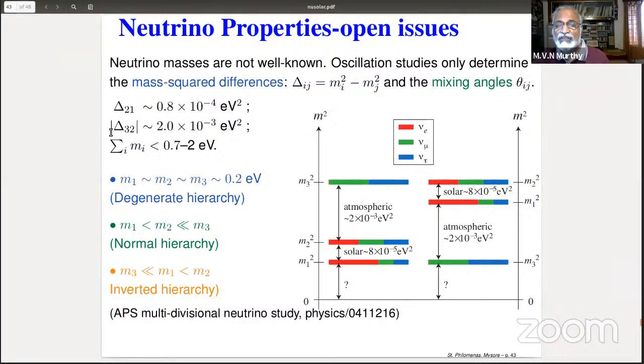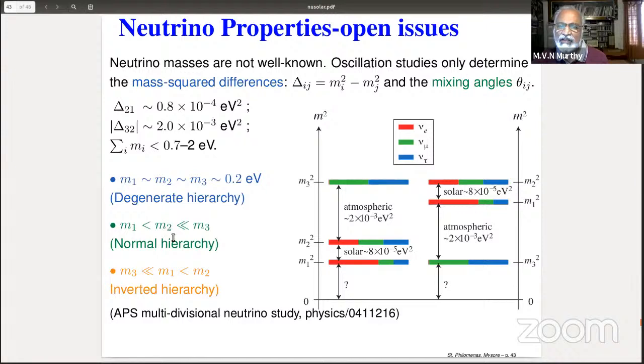And in the 3-2 case, we don't know the sign, which is heavier and which is lighter. And this is actually 2.3 × 10^-3 electron volt square. And the sum of all these masses is about 0.7 to 2 electron volts. In fact, this has been made more stringent. The sum is almost less than 1 electron volt.